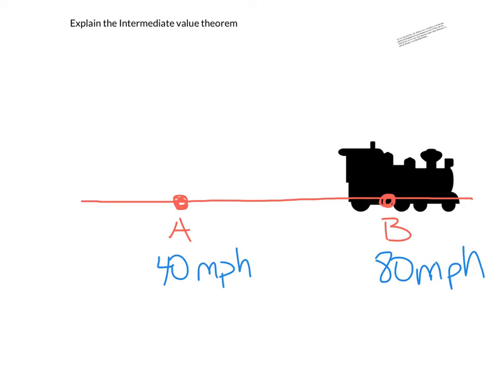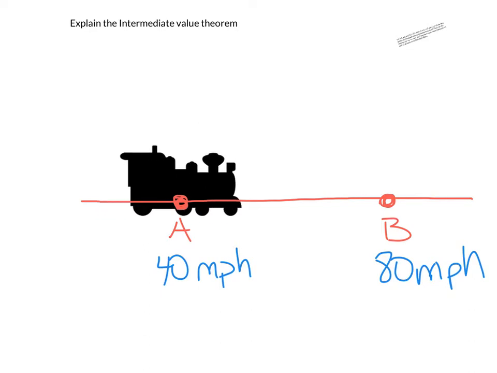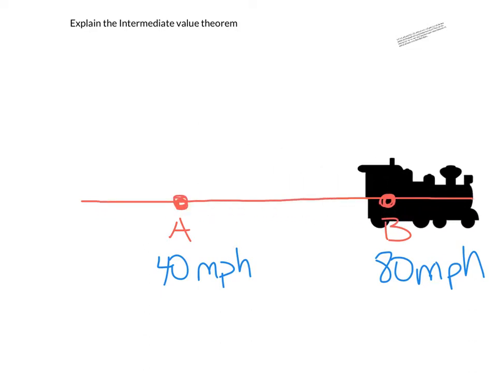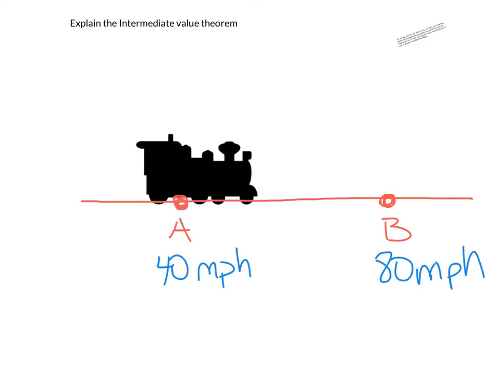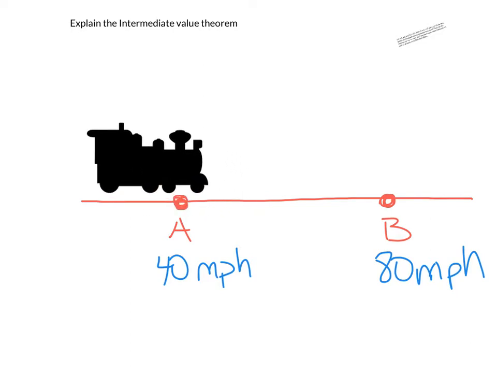So the intermediate value theorem is simply stating that between 40 and 80 miles per hour, between point A and point B, the train jumps. No, it doesn't jump. The train must, at some point between A and B, go 50. At some point, it must go 60 and 70 to get to 80 miles per hour.